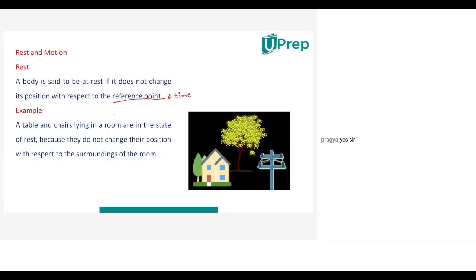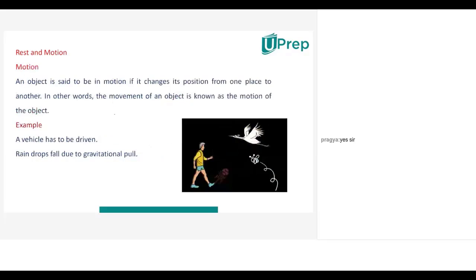Sir, can you please repeat? You are on the platform of the railway station, and you are observing one train changing position with respect to you. Then what do you say? Sir, it is in motion. It is moving. You say like that, isn't it? So if the position of an object changes with respect to the reference point or time, then the object is said to be in a state of motion. Here, an object is said to be in a state of motion if it changes its position from one place to another. In other words, movement of the object is known as motion of the object.